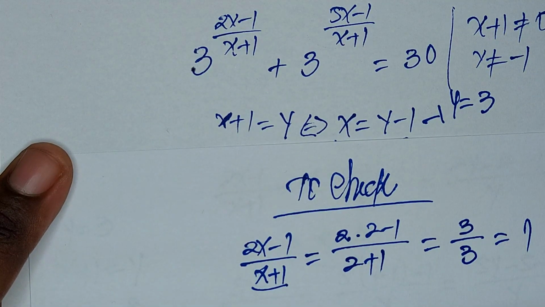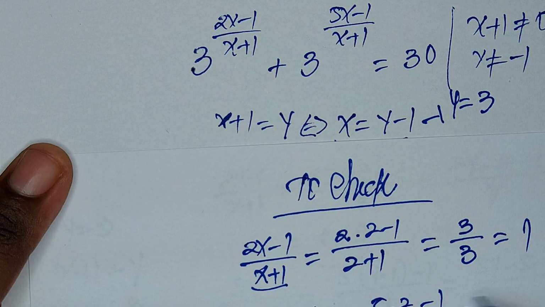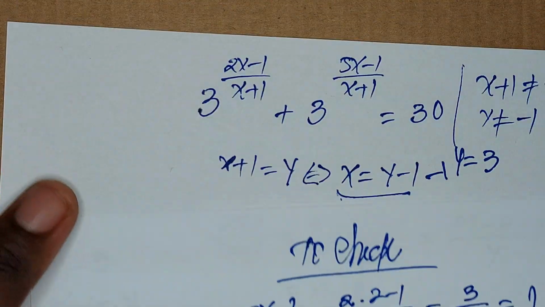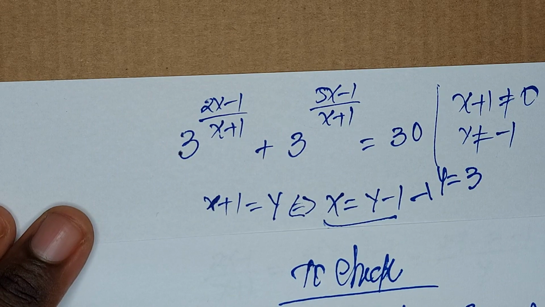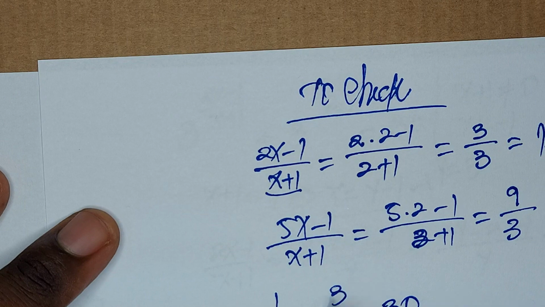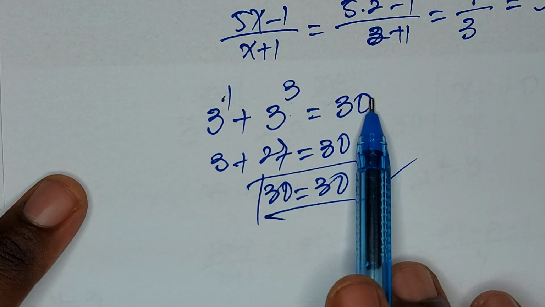And the second one, which is 5x minus 1 over x plus 1. So this would be 5 times 2 minus 1 divided by 3, which is y, or just 2 plus 1. So this is 10 minus 1, this is 9 divided by 3, which is going to be 3. Okay, guys, and our problem is that 3 to this power, which is 1, plus 3 to the second power, which is now 3, is equal to 30. And now we have 3 plus 3 to the power of 3, which is 27, equals 30, and then we have 30 equals 30. So this is actually accurate, okay? 3 to the power 1 plus 3 to the power of 3 equals 30, so 30 is equal to 30.